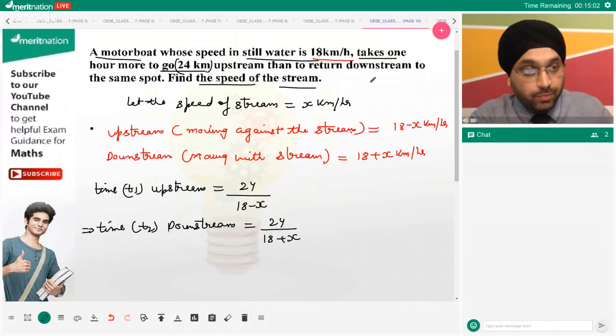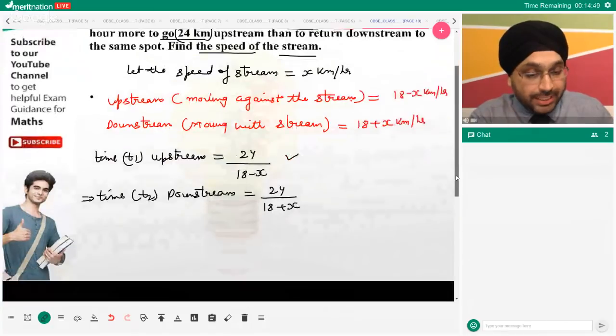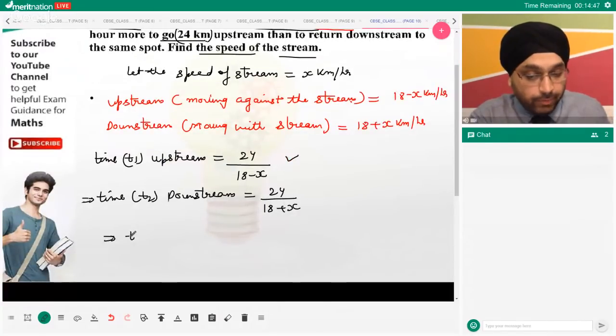Now guys, if you read the question once again very clearly, it takes 1 hour more to go upstream. So this means we are taking 1 hour more going upstream than downstream. So can I say t1 minus t2 will be equal to 1 hour.